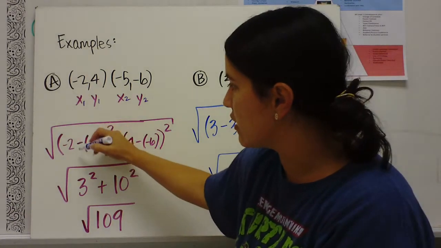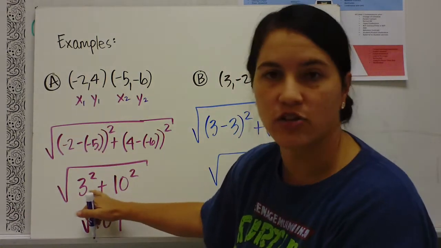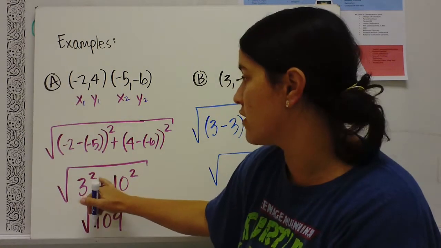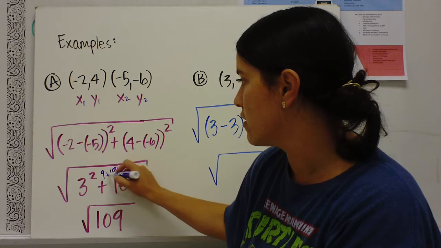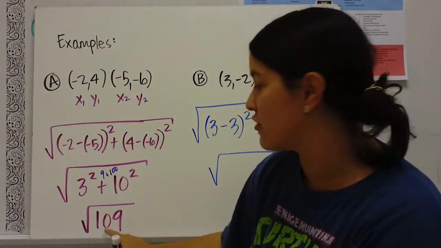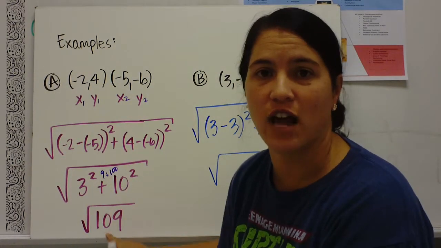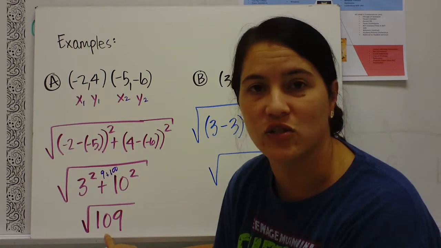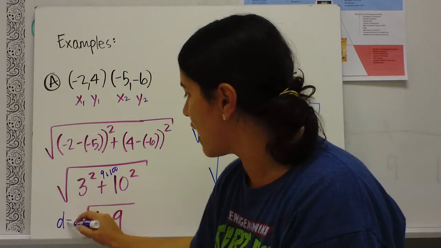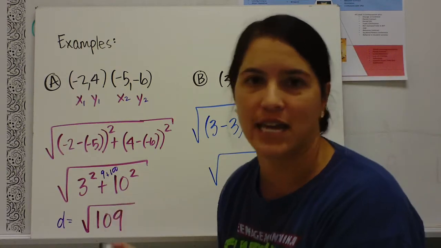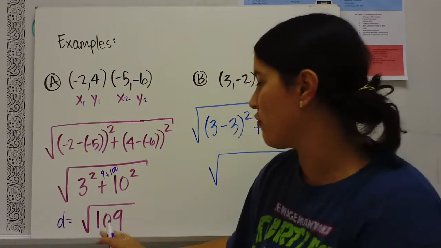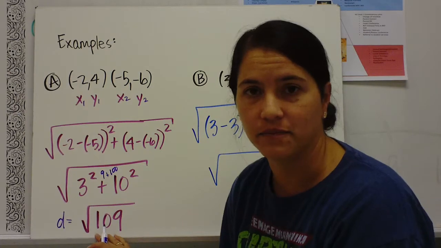Then I square it. 3 squared is 9, and 10 squared is 100. So 9 plus 100 is 109, and the square root of 109. Now, 109 is not a perfect square, so I'm going to leave it as the square root of 109. It's about 10 point something, but for right now, I'm just going to leave it like that.